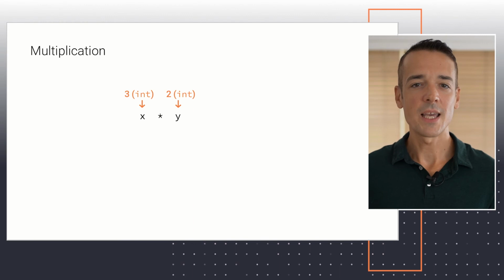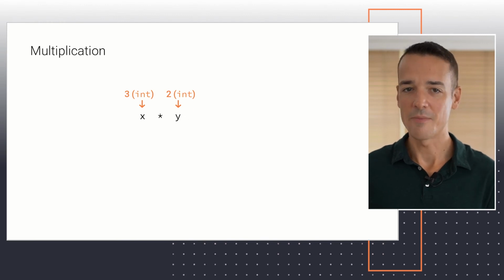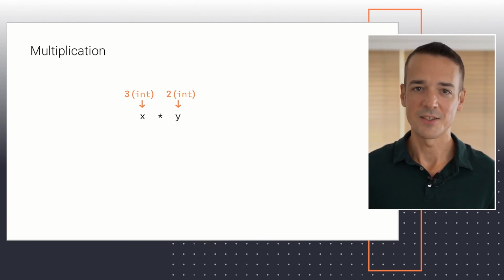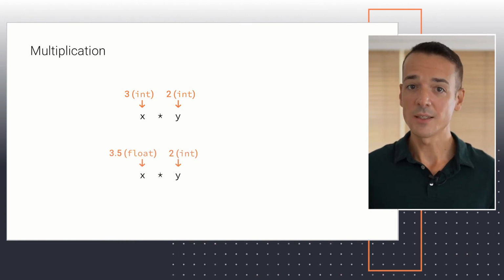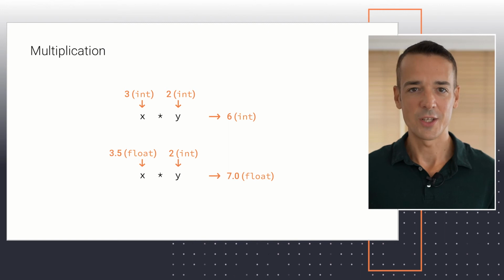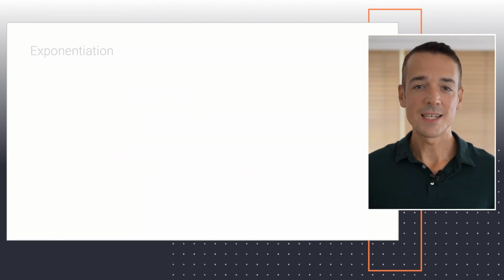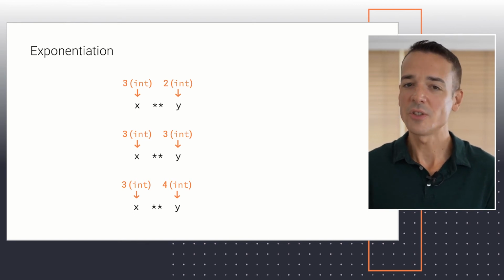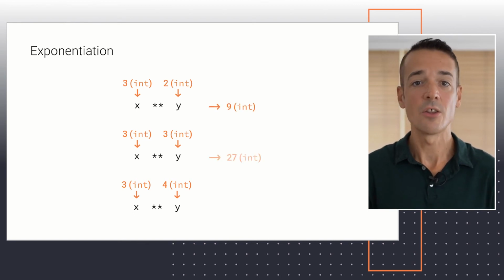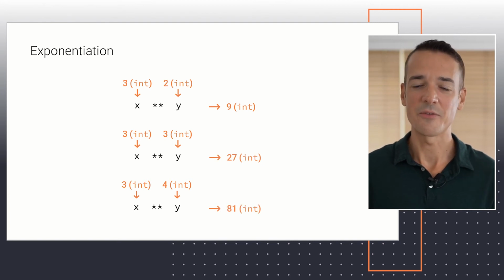Next, the multiplication is represented by the star operator, as we've seen in previous lessons. Its input operands can be integers or floats, and the type of the result is deduced by Python accordingly. Finally, a double star operator represents an exponentiation. In these examples, you can see how to leverage this operator to calculate the second, third, and fourth powers of 3. Most arithmetic operators offer an alternative syntax that I'd like to introduce here as well.